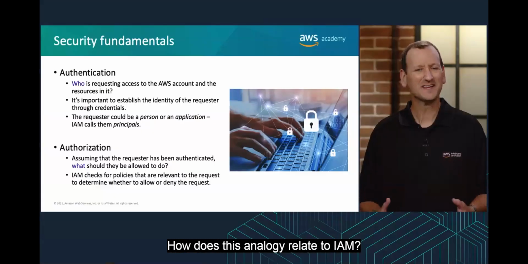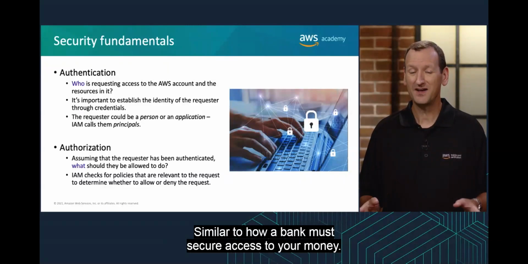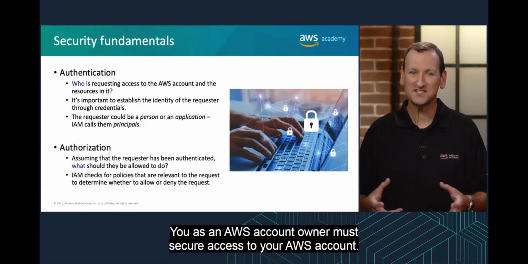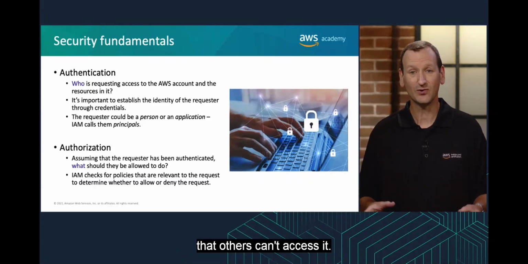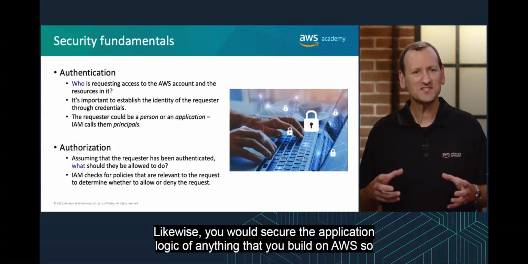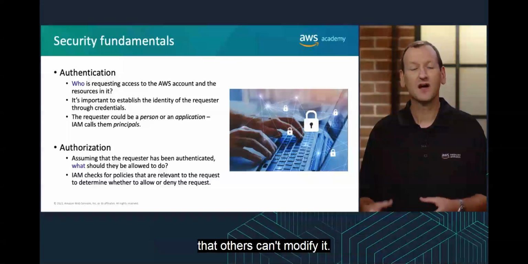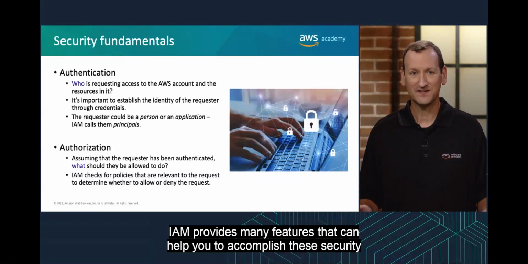How does this analogy relate to IAM? Similar to how a bank must secure access to your money, you, as an AWS account owner, must secure access to your AWS account. You want whatever data that you store in your account to be secure so that others can't access it. Likewise, you want to secure the application logic of anything that you build on AWS so that others can't modify it. IAM provides many features that can help you to accomplish these security objectives.